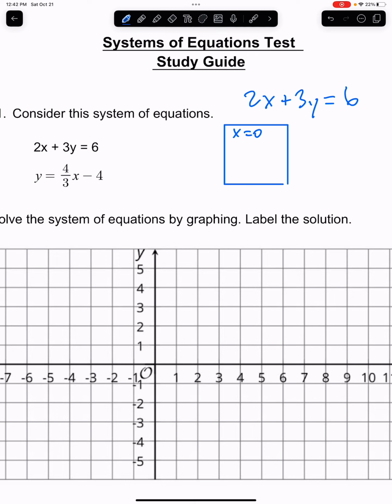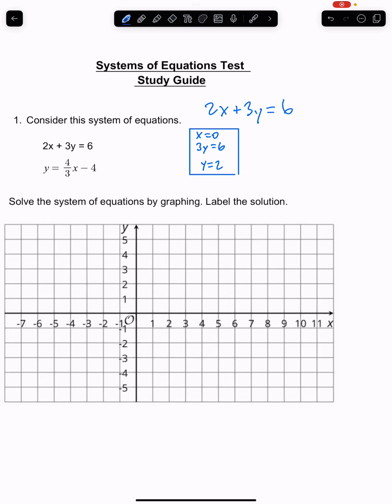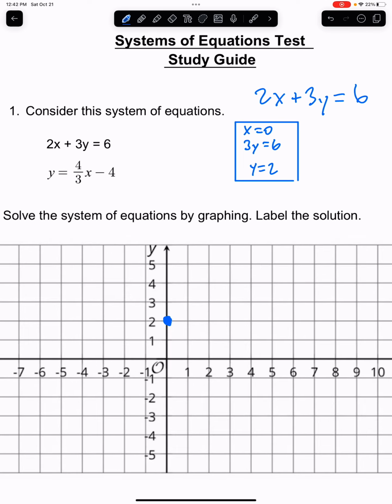Well, guess what? When x equals 0, anything times 0 is 0, this is just gone now. All you got is 3y equals 6. And to get y by itself, I just need to divide both sides by 3. So divide the 6 by 3, and y equals 2. We found out that when x is 0, 3y equals 6, y equals 2. So I'm going to plot this point right here. We got 1 point. We just need one more point for this first equation.